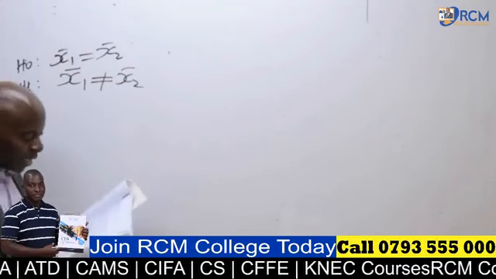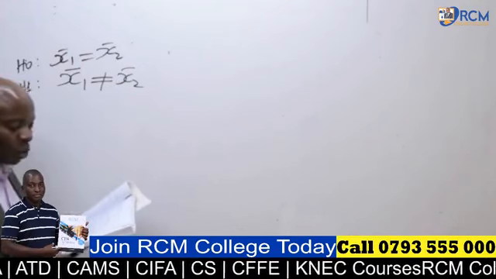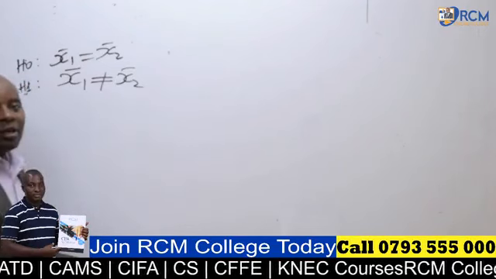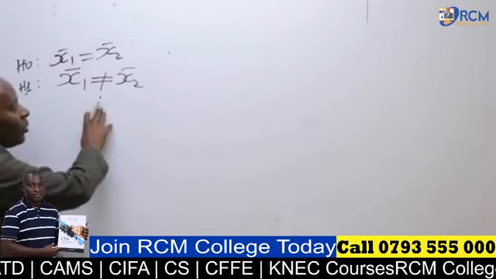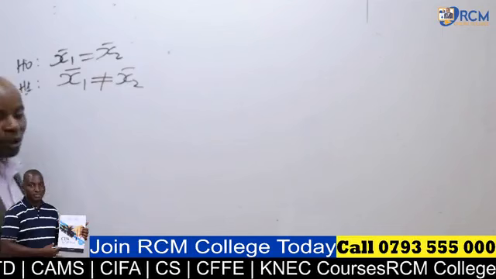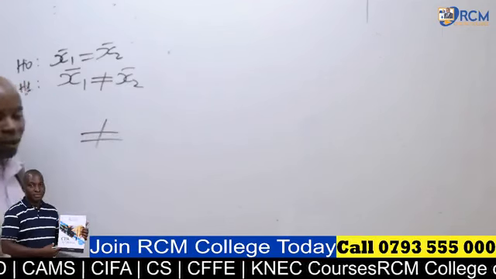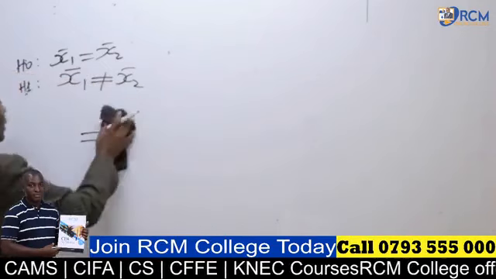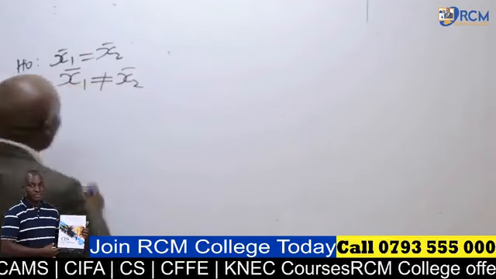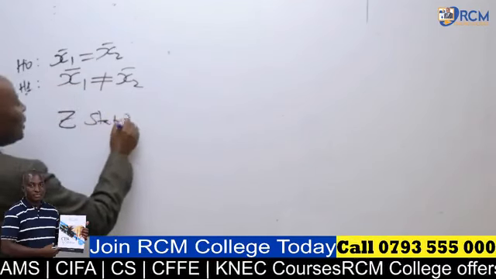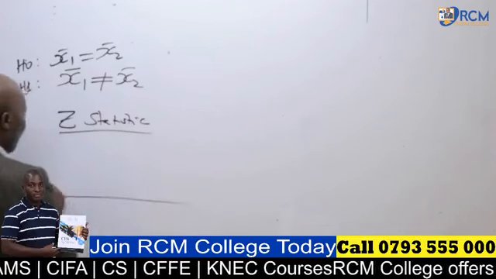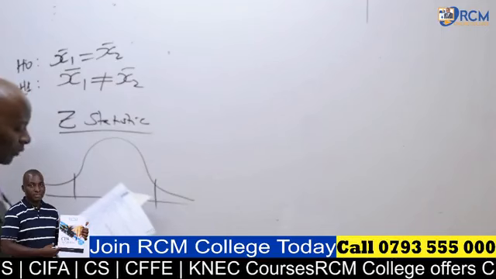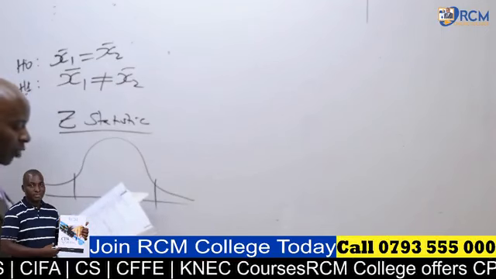If you read here, they want us to determine whether the quality of the two types of electric components differ significantly. They can differ when one of them is either bigger or smaller, so it should be not equal. You put the equal sign, you cancel it, not equal like that. Having done that, ladies and gentlemen, the next thing I need is to give the Z statistic. The Z statistic here is a simple thing. Remember, they have told me that the level of significance is 0.05. The level of significance is 5%.